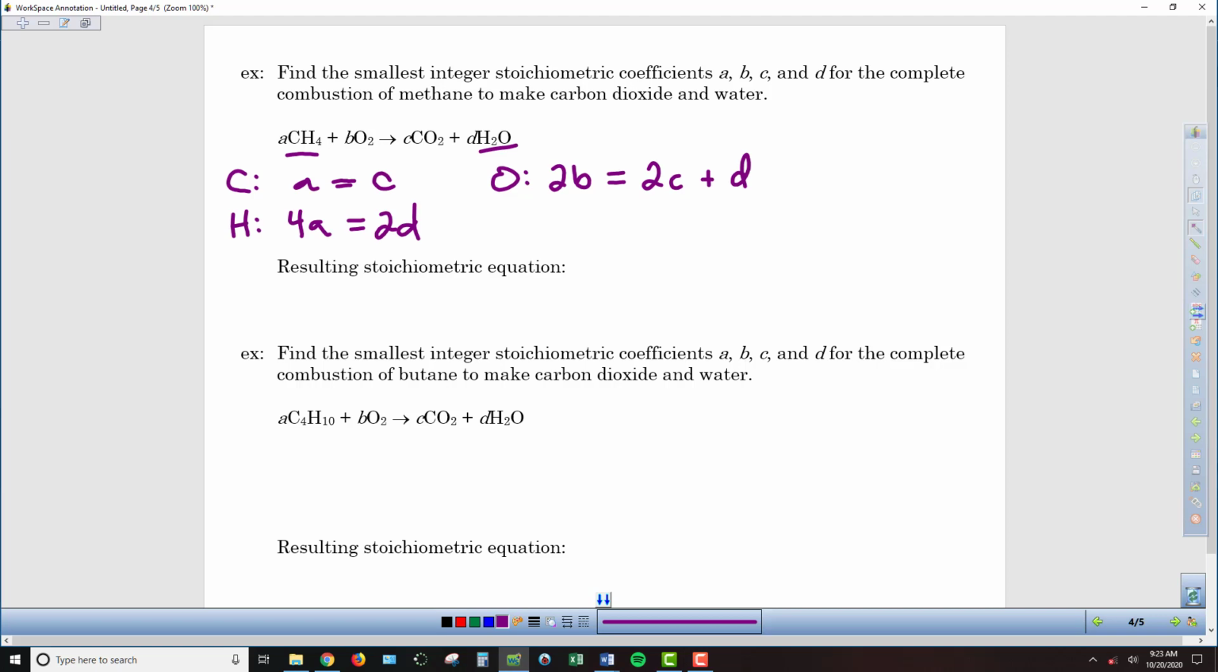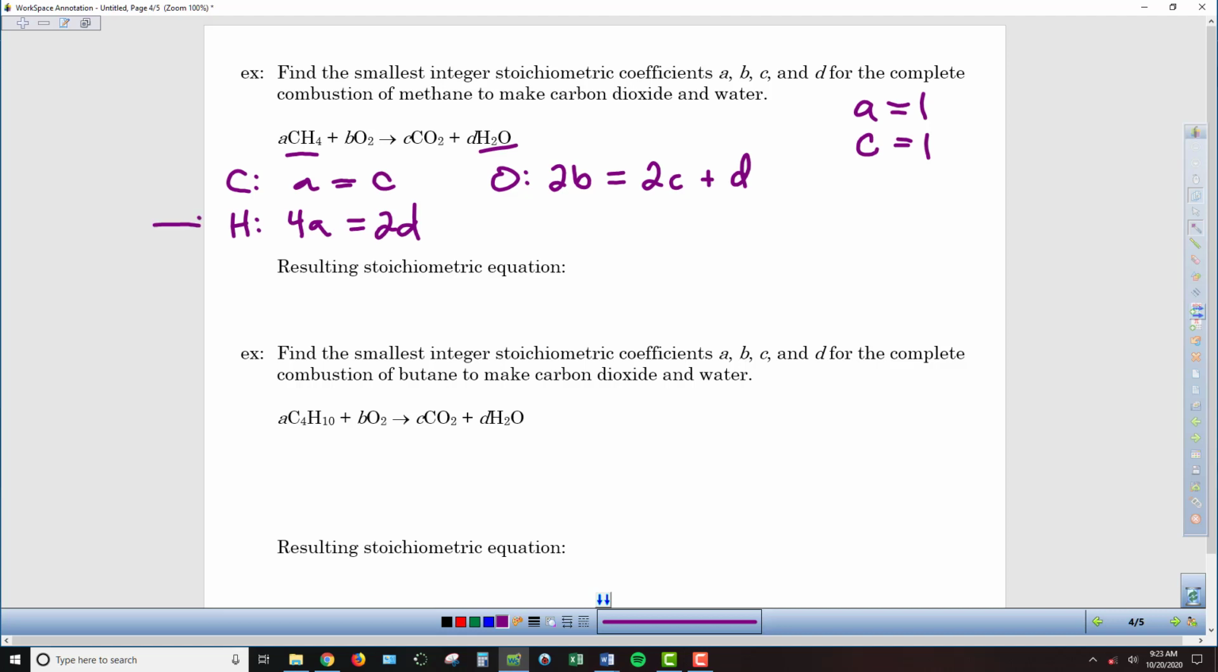So what we can do is establish a value for one of these variables and then use that to solve for all the others. And if we have any decimal or fractional values, we adjust to make sure that we have integer values for all of our coefficients. So we start off, and if we just assume that A equals 1, then that would lead to C being 1, since A equals C.